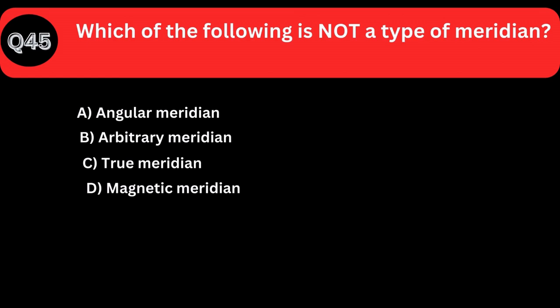Which of the following is not a type of meridian? Options: A. Angular meridian, B. Arbitrary meridian, C. True meridian, D. Magnetic meridian. Answer: A. Angular meridian.